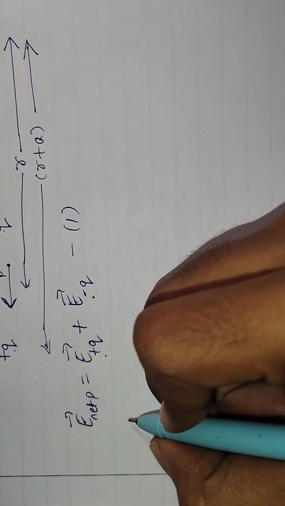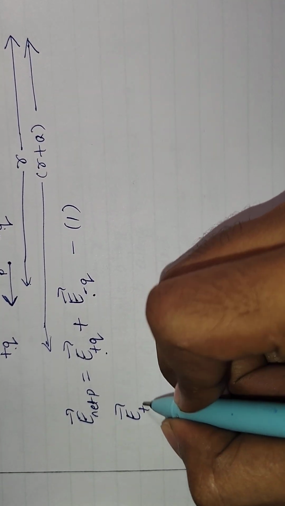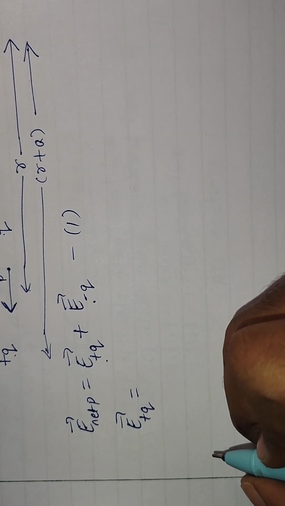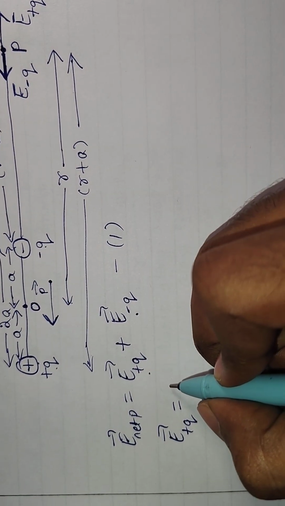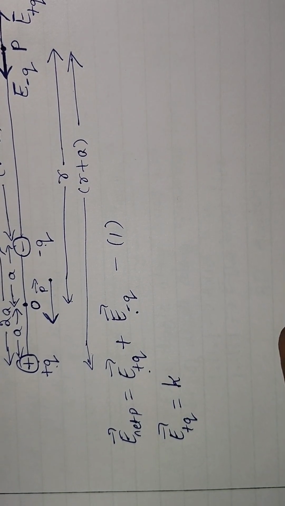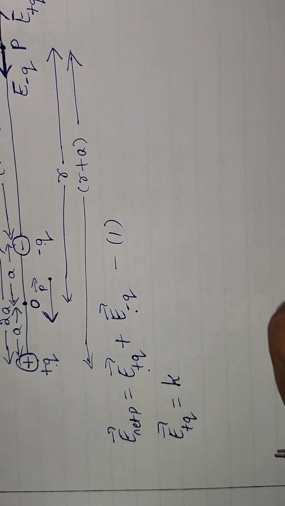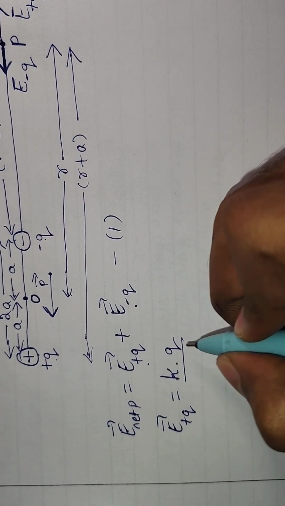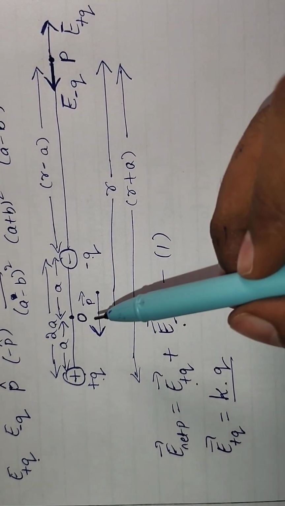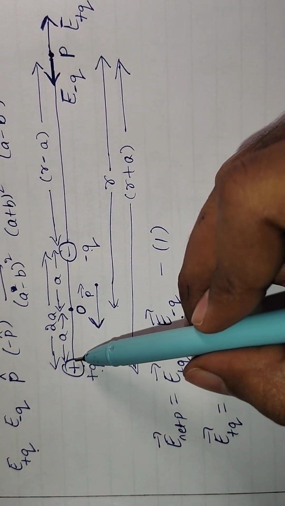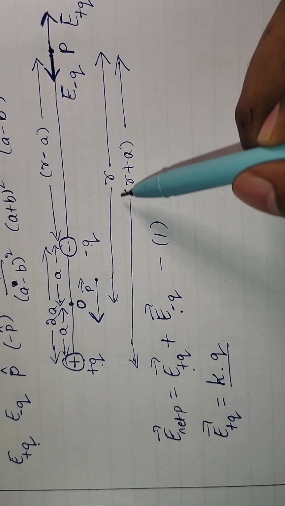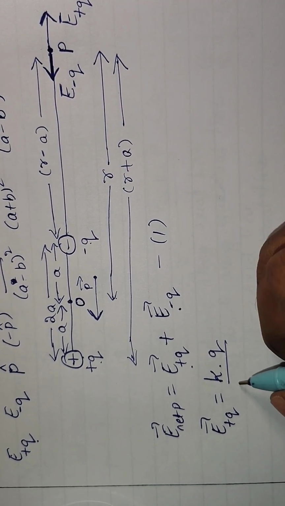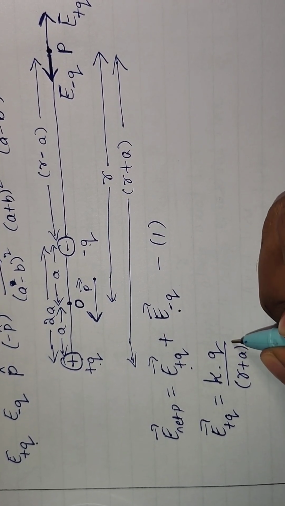We already know the definition that the electric field due to charge plus Q is nothing but 1 by 4 pi epsilon naught, that I will write as K, times the magnitude of the charge divided by, now what is the distance of point P from your plus charge? From your plus charge the distance is r plus a, so in the denominator you have r plus a whole square.